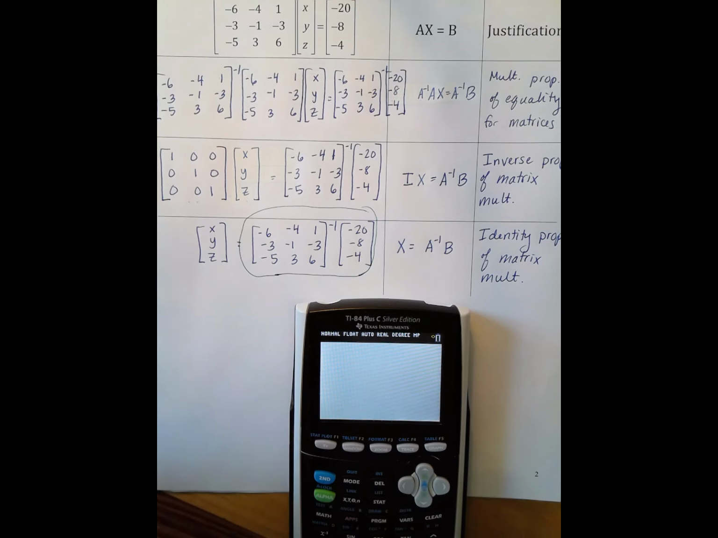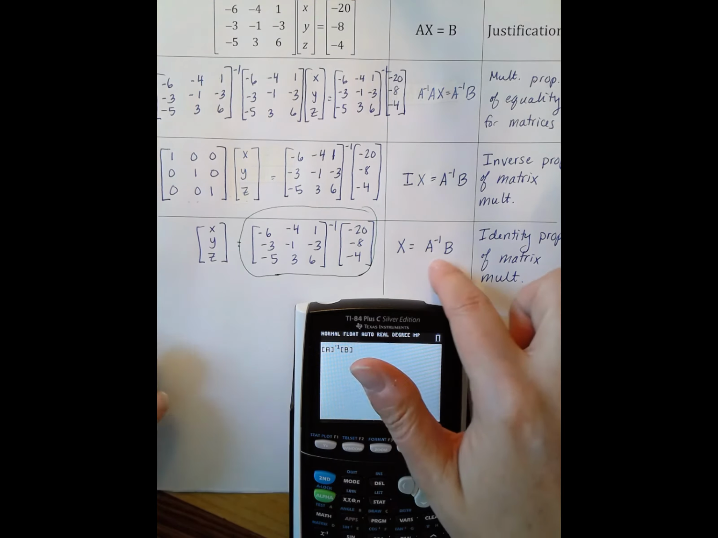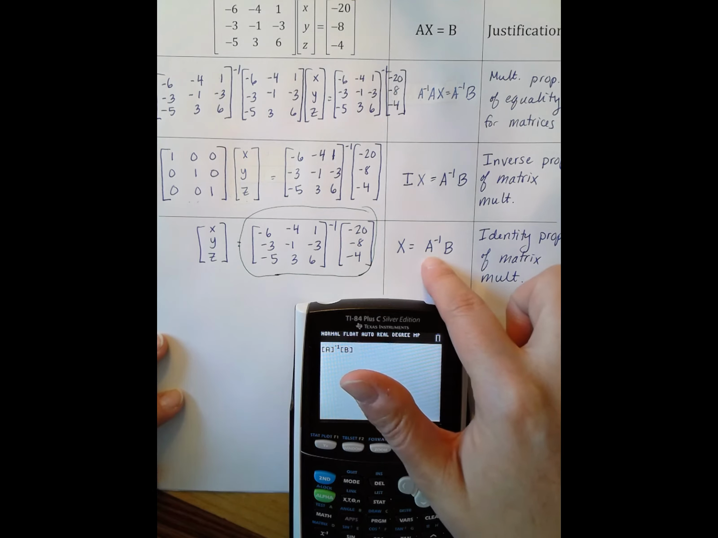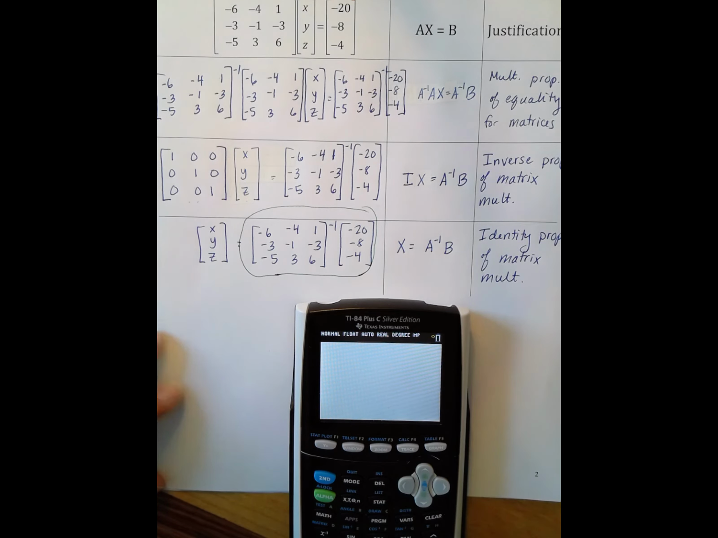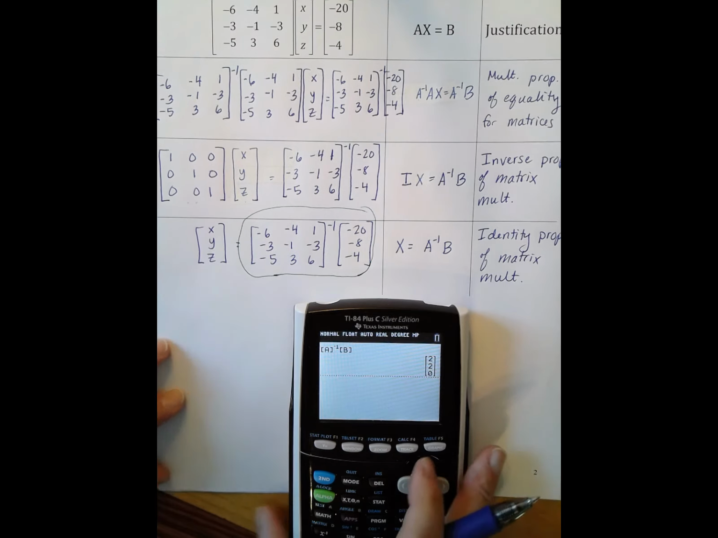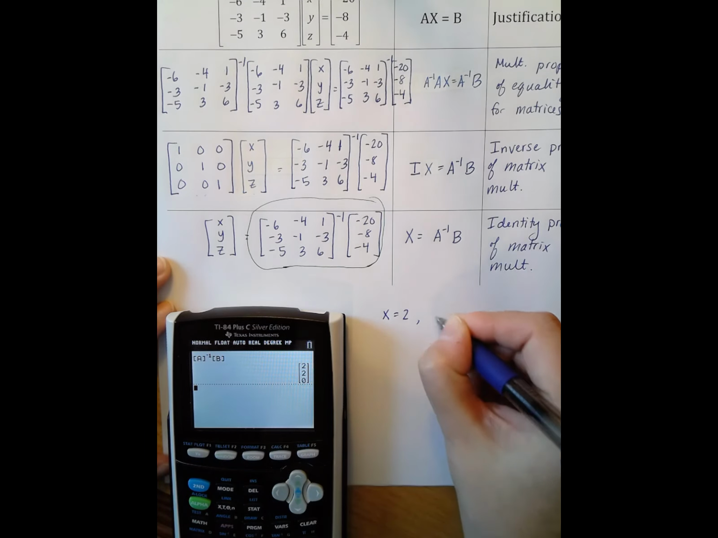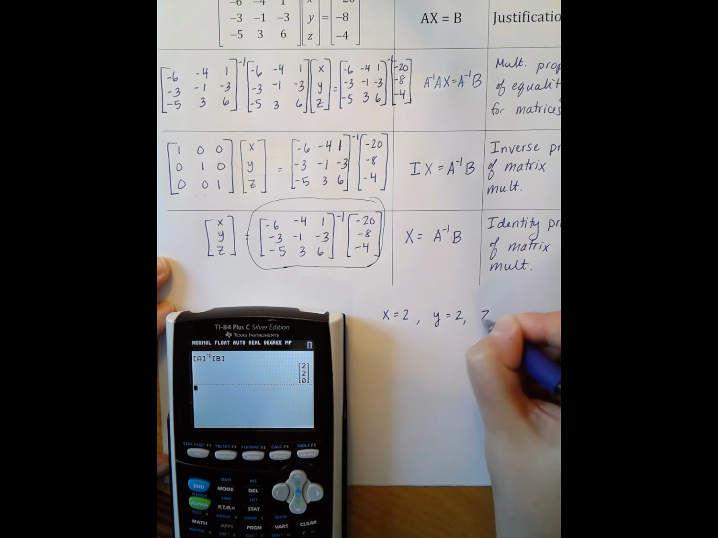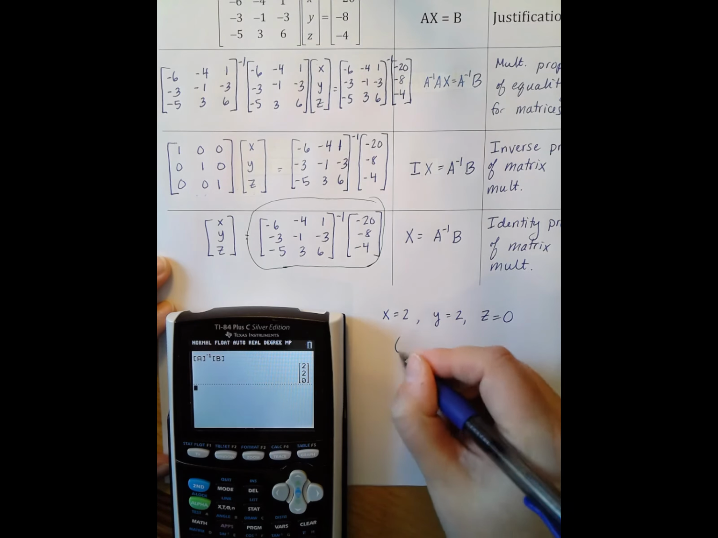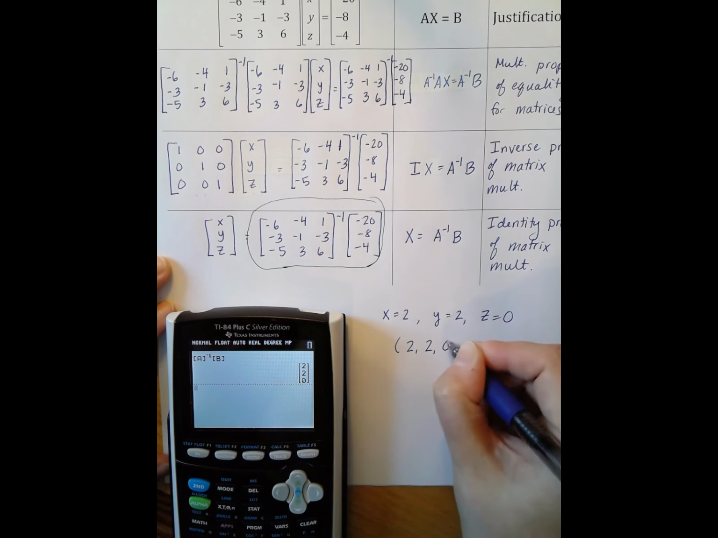I go back to matrix again. This time I want B. And now I have on the screen exactly what I'm looking for. X equals A inverse times B. And so I press enter. And there's my solution. So we could say that x equals 2, y equals 2, z equals 0. Or we could say it's the point 2, 2, 0.